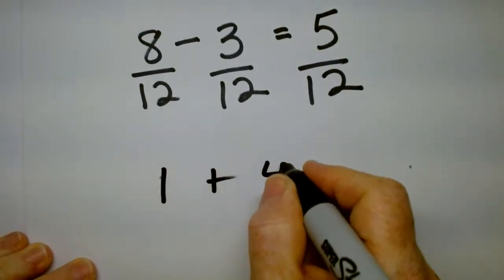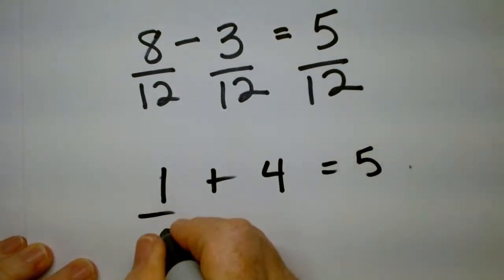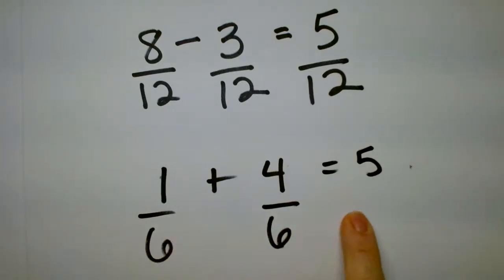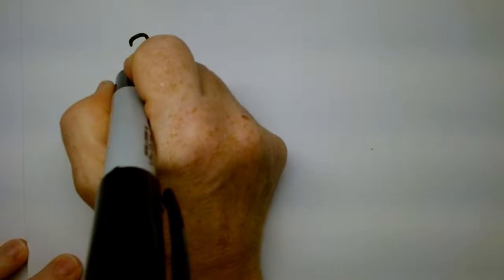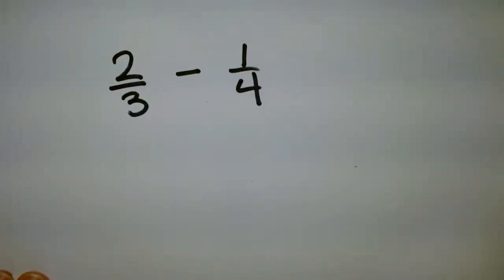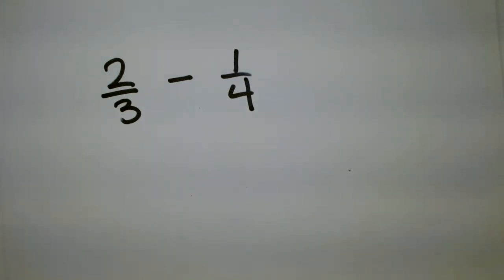All right, let's do one more. 1 plus 4, what would you tell me? 5, right? Good. What if I put them all over a 6? If this is now 1/6 plus 4/6 equals how many? That's right, 5/6. Okay, good so far? Okay, so what if they don't match? I have 2/3 minus 1/4. I want to say this is probably the most challenging part of fractions for people. So let's take it step by step.